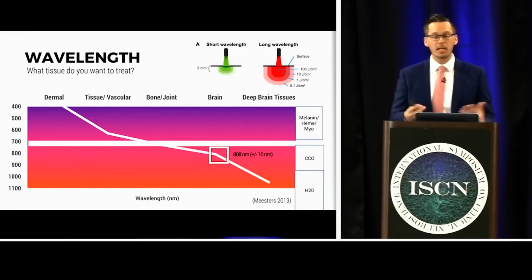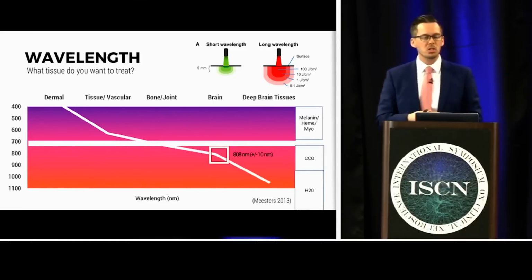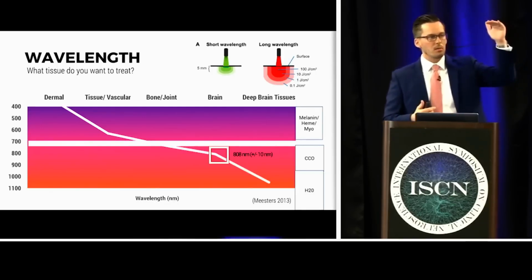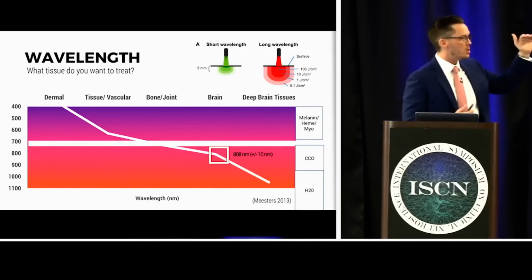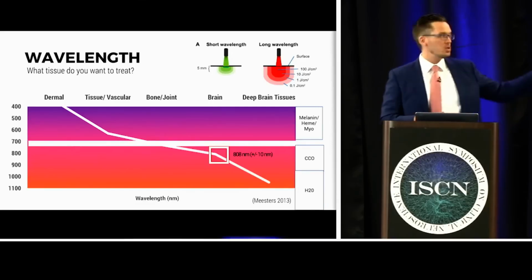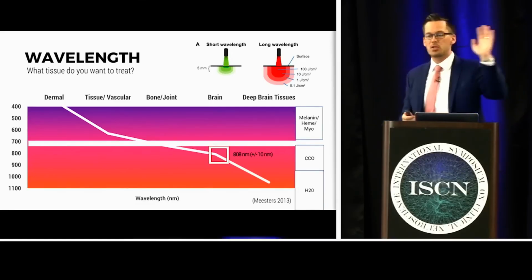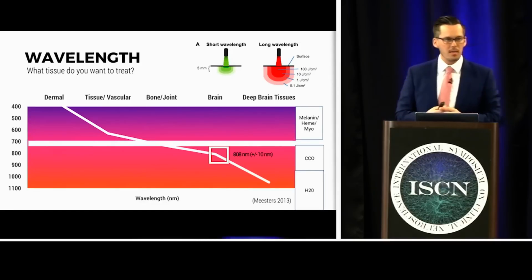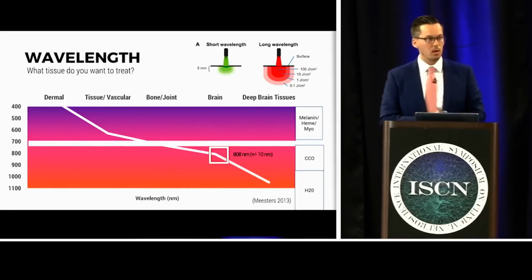So here's a diagram that I kind of put together for you that really summarizes a lot of what people are talking about right now. I want to draw your attention to the left side of the screen, where it goes from the 400 nanometer spectrum all the way down to the 1100, then transition over to the right side of the screen, where you're going to see the chromophore that is affected by that specific wavelength.